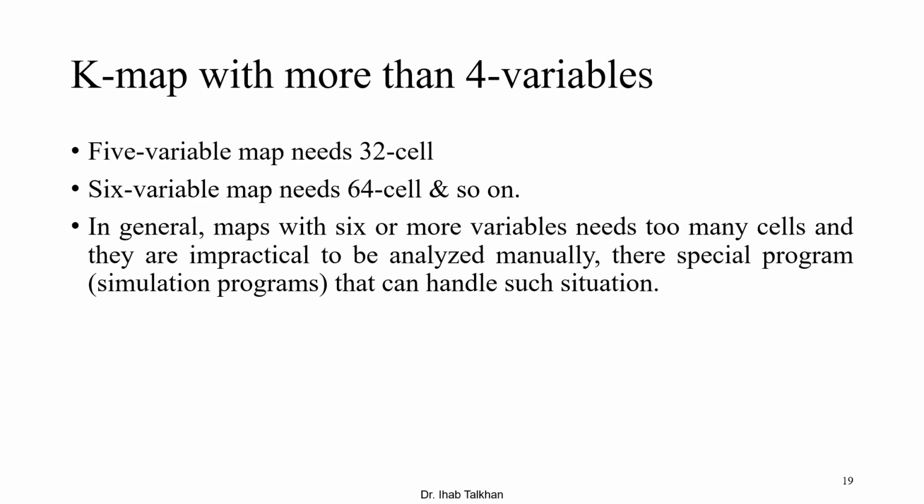We have been solving the K-map with 4 variables. If you have more than 4 variables, what does this mean? This means if you have a 5 variable map, you need 32 cells. If you have a 6 variable map, you have 64 cells.